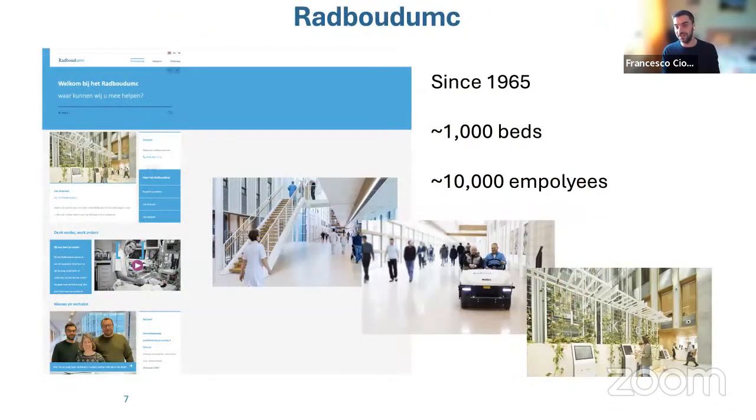Well, to introduce that, in Nijmegen, you have Radboud University Medical Center, which is an academic hospital. It's the place where I work. It exists since 1965, and it has about 1,000 beds and about 10,000 employees. It's a pretty new building. I mean, they are renewing it very often. So this part that you see here in the picture looks very new because it's like 2 years old.